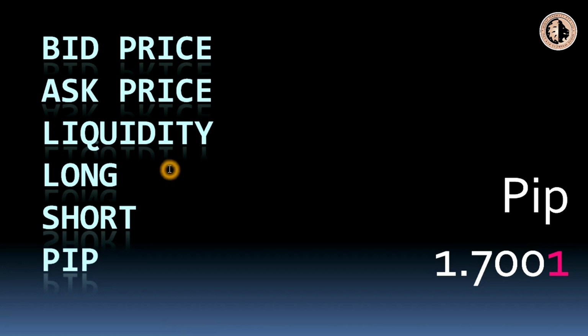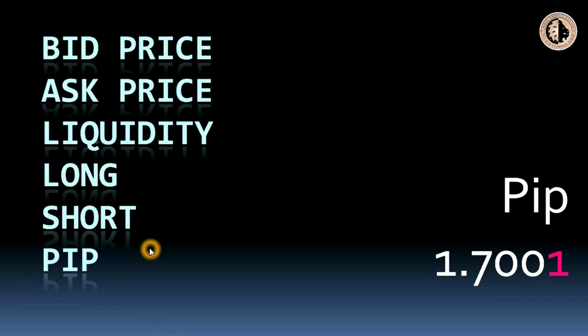Long. Long is buying a currency pair. Short. Short is selling a currency pair. Many of you will, in the course of your trading or execution of trades in foreign exchange, always hear these expressions, to go long and to go short. So now you know what those mean.